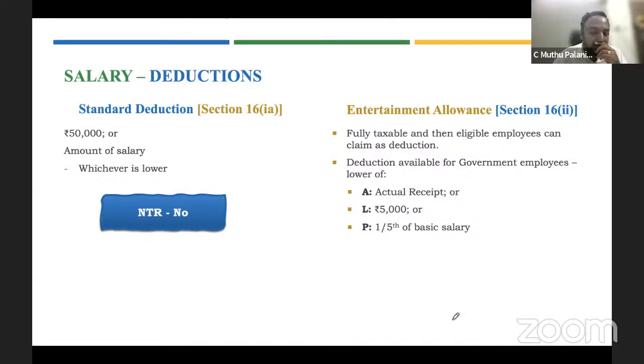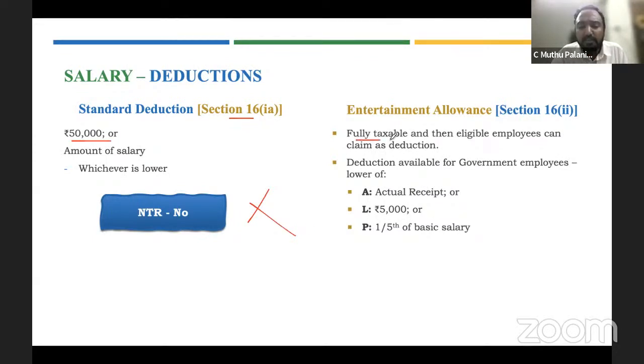Now we'll get into the deductions. There are 3 deductions: section 16(1)(a), 2 and 3. Standard deduction is basically 50,000 or the amount of salary, whichever is lower. For the new tax regime, this is not eligible. For your exam, for the new tax regime, it is not applicable.